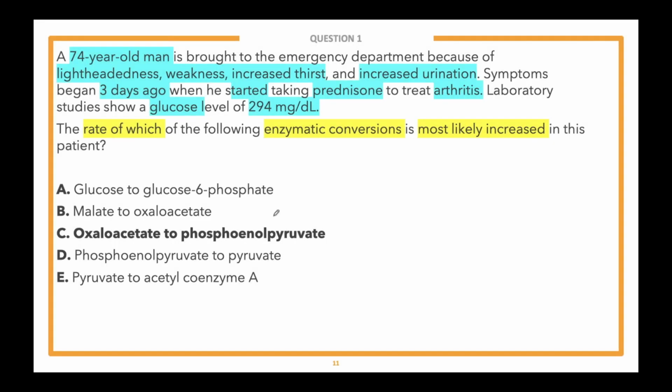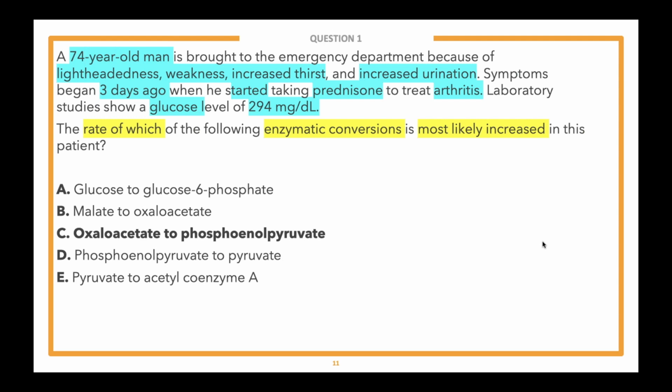And here we'll start with the other answer choices, and hopefully you'll start to get a sense of why these are not as good answer choices. So answer choice E, the enzyme that converts pyruvate to acetyl coenzyme A is pyruvate dehydrogenase, okay? This forms acetyl coenzyme A so it can enter into the citric acid cycle or TCA cycle, okay? This is not part of gluconeogenesis.